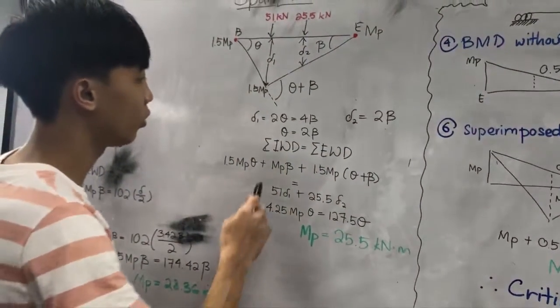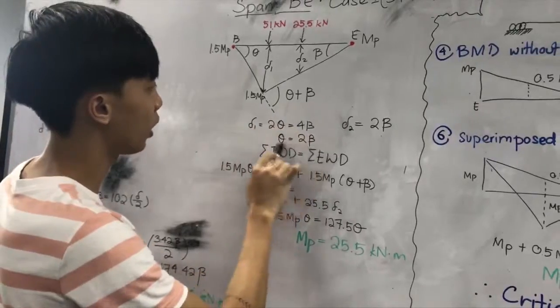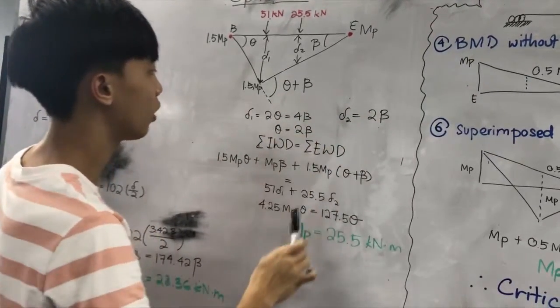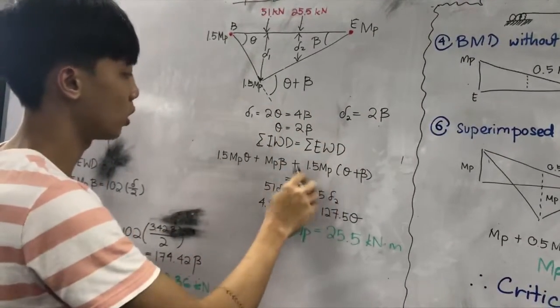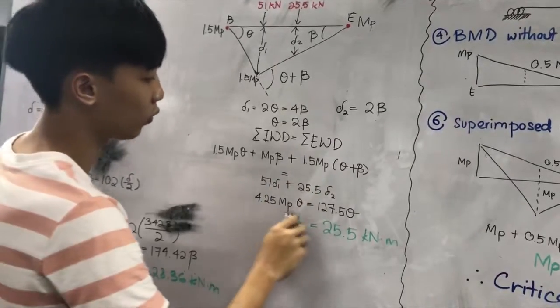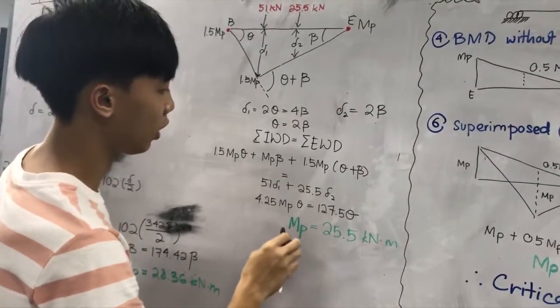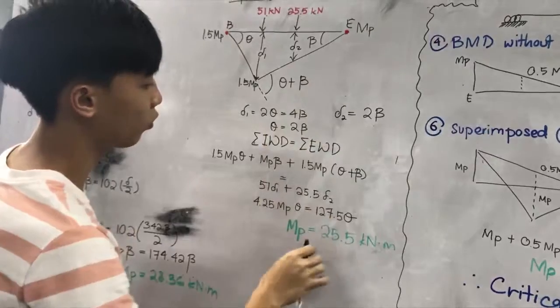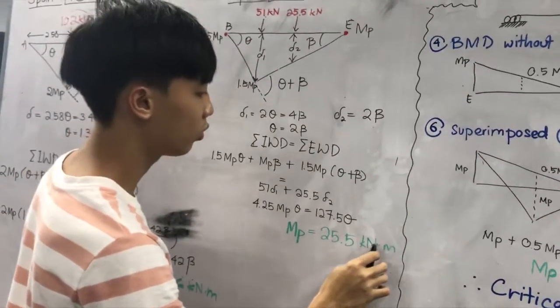So after that, you have to substitute delta 1 and delta 2 that you have defined to this equation, and then you have to solve it. So the MP that you will get for this span is 25.5 kilonewton per meter.